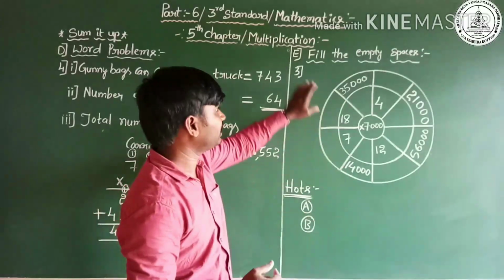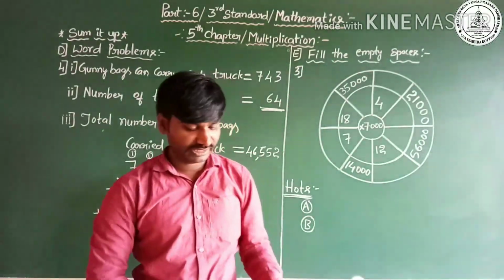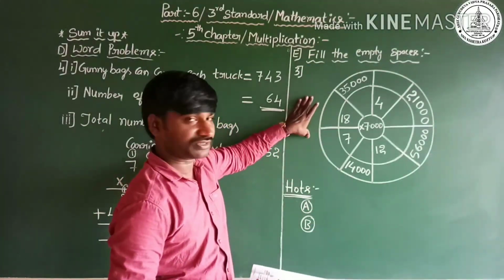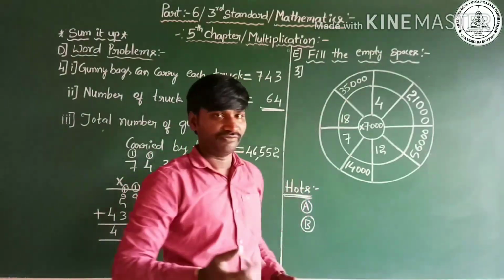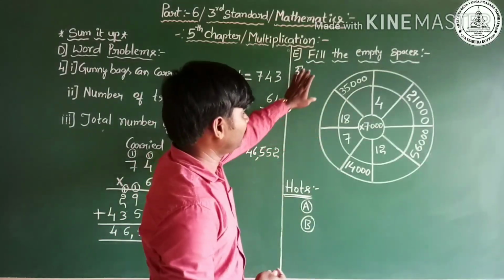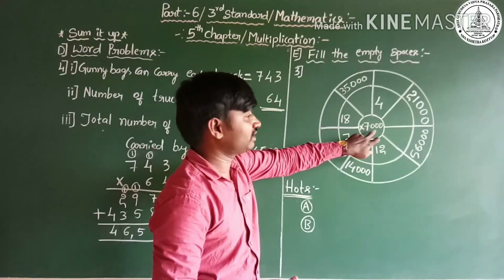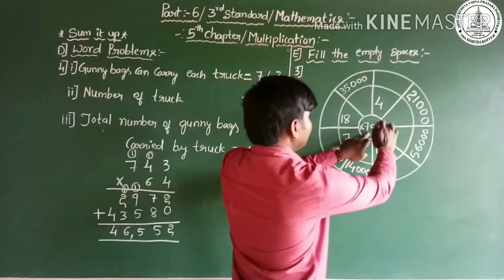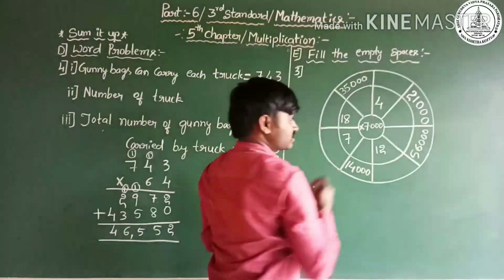Go to the email, fill the empty space on the wheels. Here 3 wheels, 3 questions are there. I will solve the first question. The rest of the 2 are your homework, because both are very easy questions. How to solve this question? Fill the empty space. Here in the center of the circle is 7,000. Multiply these numbers by 7,000 and you get the answers.